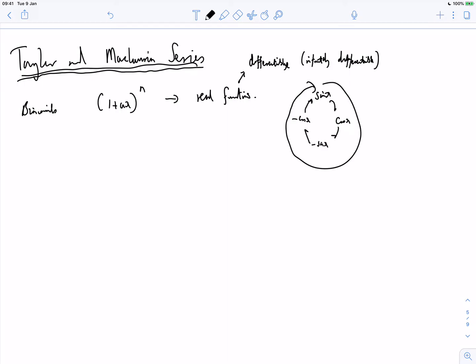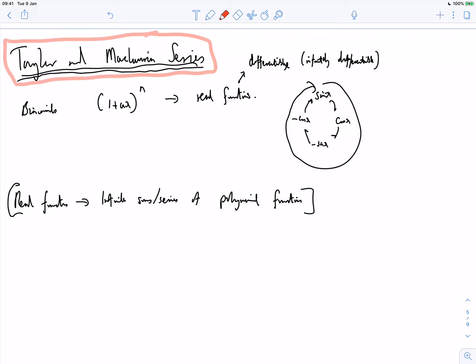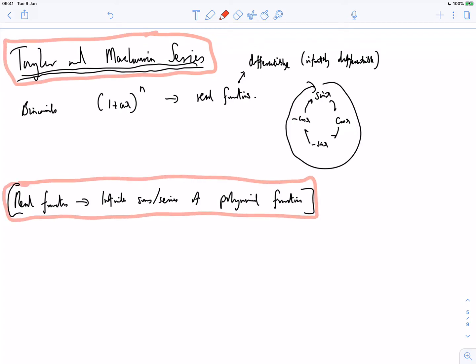Right, now there's so many good videos explaining why the Maclaurin series and the Taylor series work. But what I want to get into a nutshell is I want to turn real functions into infinite sums or series of polynomial functions. That is essentially all I want to do. That is all Taylor and Maclaurin series do. It takes real functions and turns them into polynomial functions.